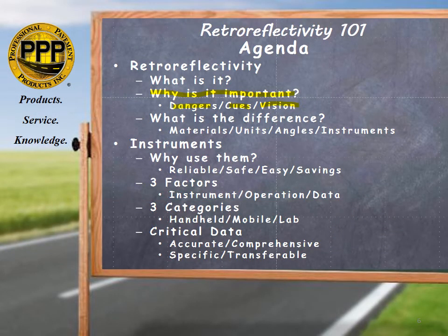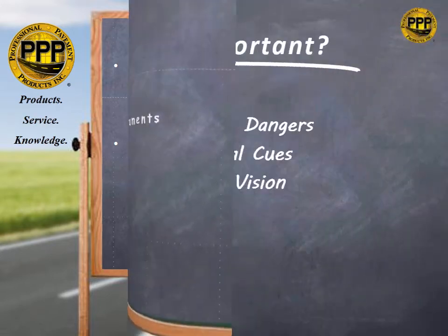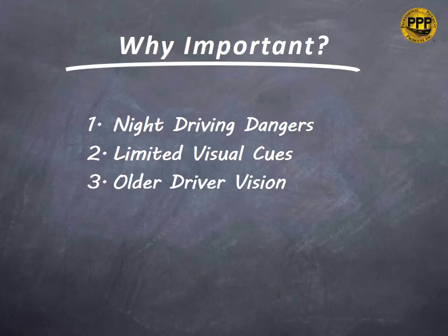On to the next. Why is retroreflectivity important? Why is retroreflectivity important to roadway safety? Well, first of all, driving at night is more dangerous. At night, there are very limited visual cues that help the driver navigate the roadway, and there is the decline in older drivers' vision.